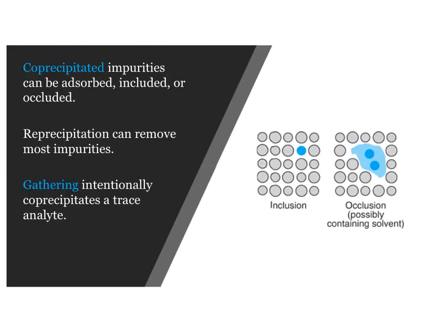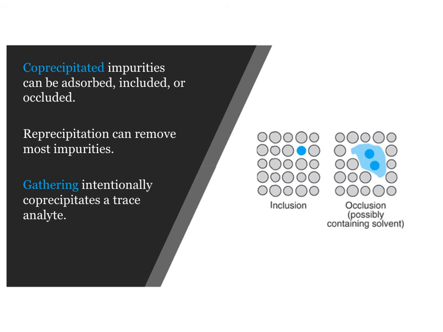A co-precipitate occurs when a substance whose solubility is not exceeded precipitates with a substance whose solubility has been exceeded. These co-precipitated impurities can be adsorbed or stuck to the surface, included or occupying a lattice site within a crystal, or occluded, meaning the impurity is trapped, sometimes with solvent, inside a growing crystal.